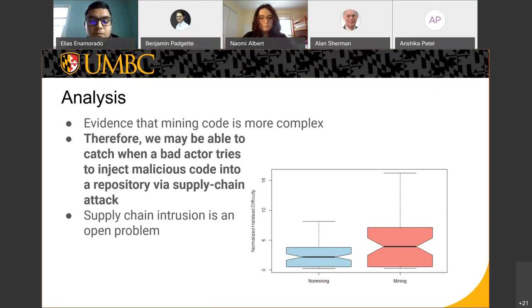We think that we could catch something like that using complexity. We think it would have some errors, but we think it's still a worthwhile code review technique despite these false positives that could return, in that case that something is a miner and it's below the range, and something is a non-miner with an outlier. But we really do think that we could catch the bad actor when they try to inject this code.